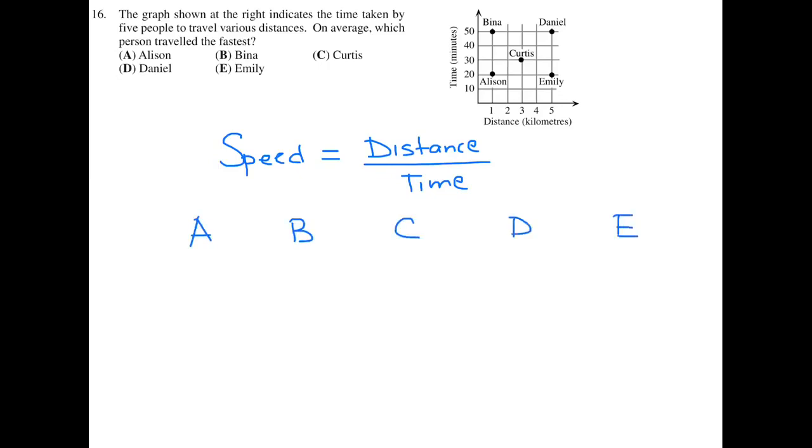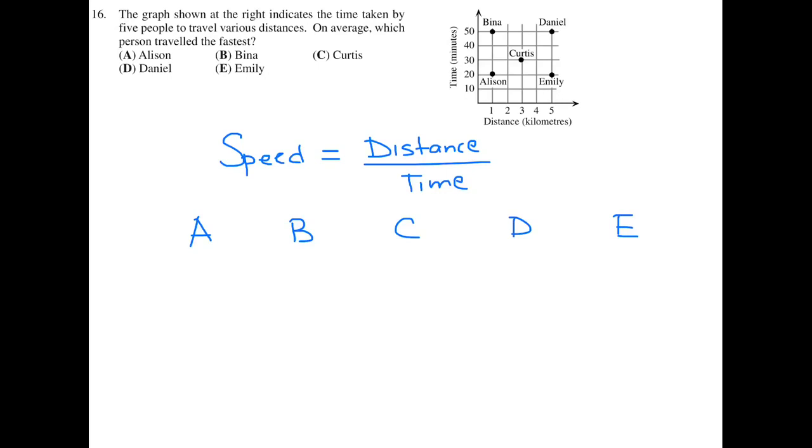The graph shown at the right indicates the time taken by 5 people to travel various distances. On average, which person travels the fastest? Okay, well, speed, which is what we're going to be comparing, is equal to distance divided by time. So we can very quickly figure out the speed of these 5 people. And A, B, C, D, E indicate the first letter of their names: Allison, Bina, Curtis, Daniel, and Emily.